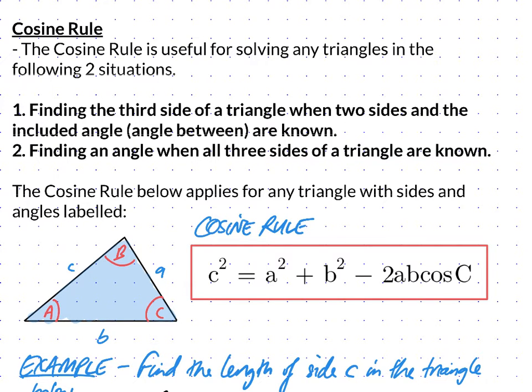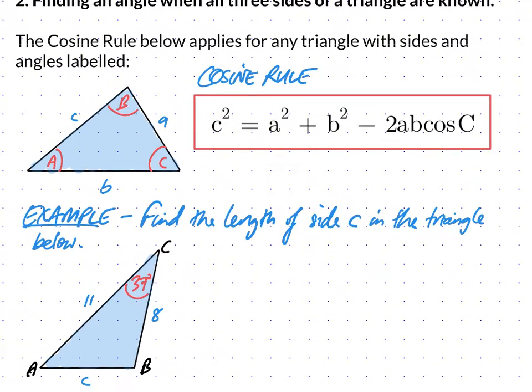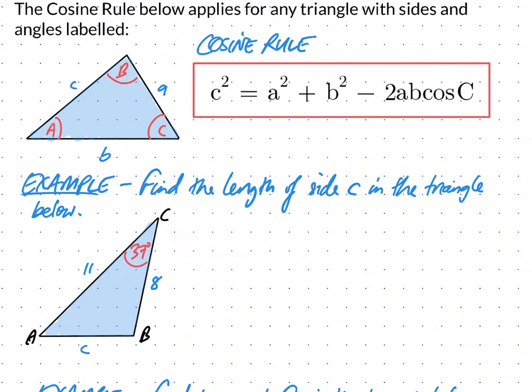So the cosine rule is this. C squared, so the length of side C squared, is equal to the length of side A squared plus the length of side B squared minus 2 times A times B times the cosine of the angle C. It's quite long, uses squares, but if you apply it, you'll get the right answer.